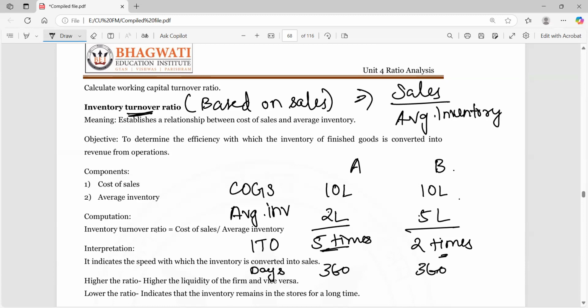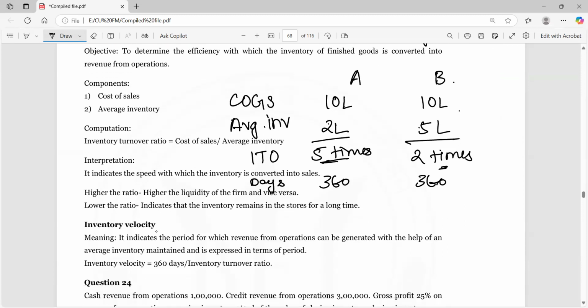360 days, right? Now, listen, when we divide the number of days by the inventory turnover, we will get something called inventory velocity. So what is the inventory velocity of A Limited? 360 by 5, that is 72 days. And for B Limited, 180 days. Now, it is easy to interpret this ratio. A Limited's existing inventory can be sold for the next 72 days.